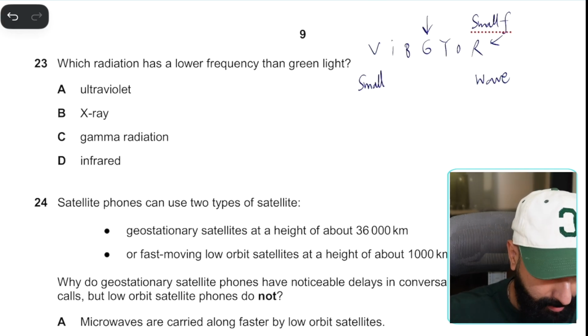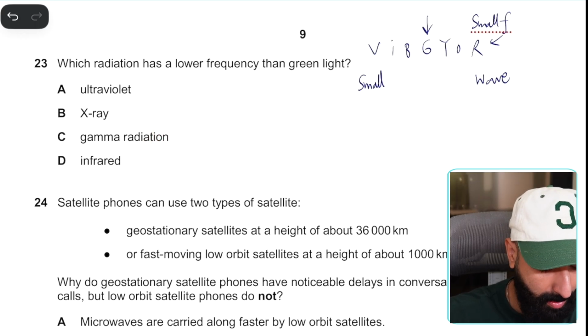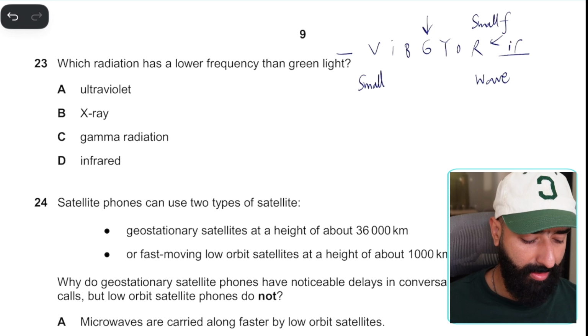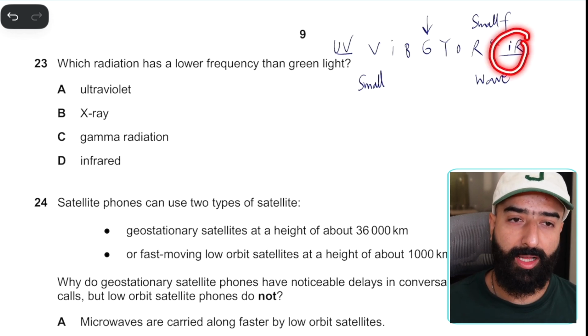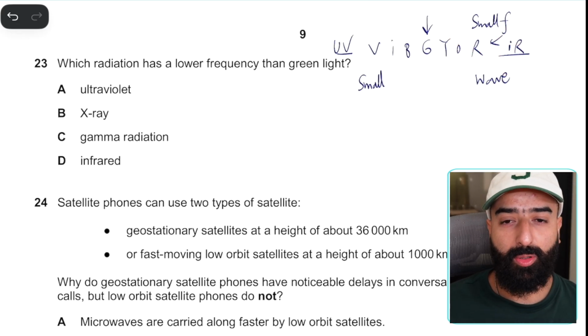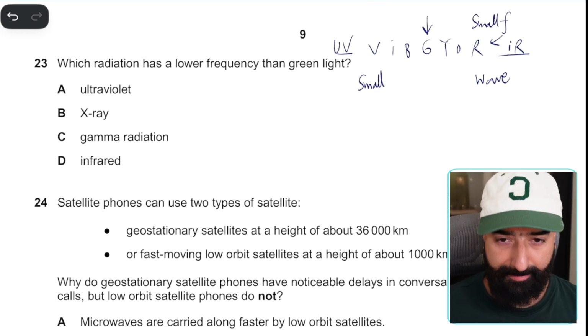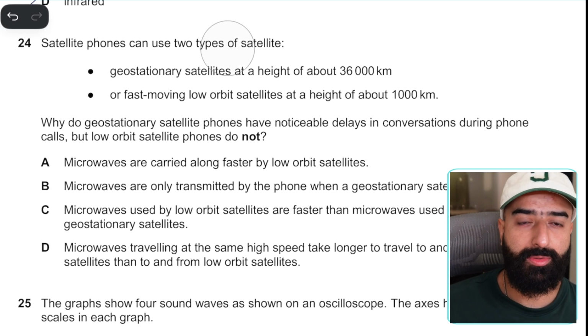Okay. But the options don't have other colors, so we've got to go beyond this spectrum. This is infrared and this is ultraviolet. So infrared lies to the right of green light and therefore has a lower frequency. Okay, so infrared.